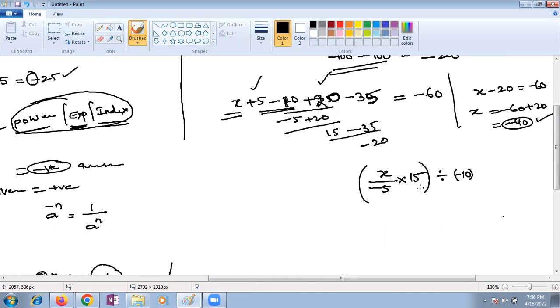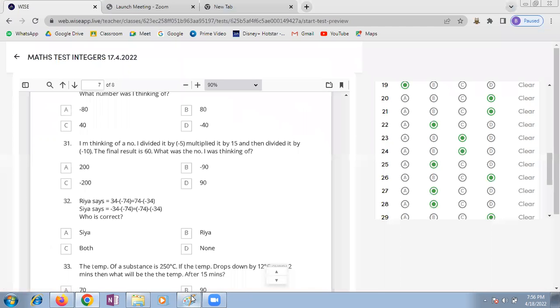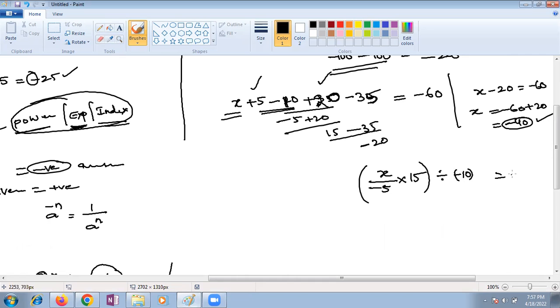If you build this statement, your task is over. The final result mentioned in the question is 60, so you should get 60. So x divided by minus 5 times 15 is negative 3x, so negative 3x by negative 10 is equal to 60. Both negatives cancel, so here 3 by 10. This fraction, if you send it to the other side, becomes reciprocal, right children?